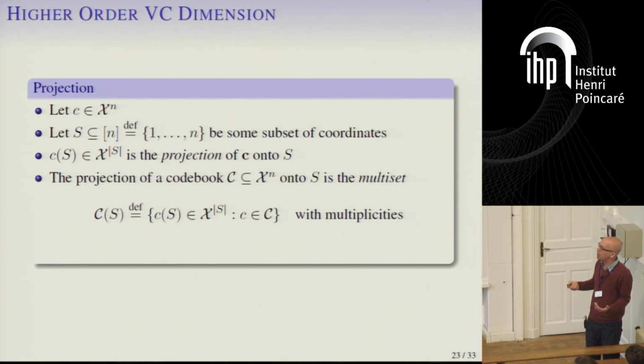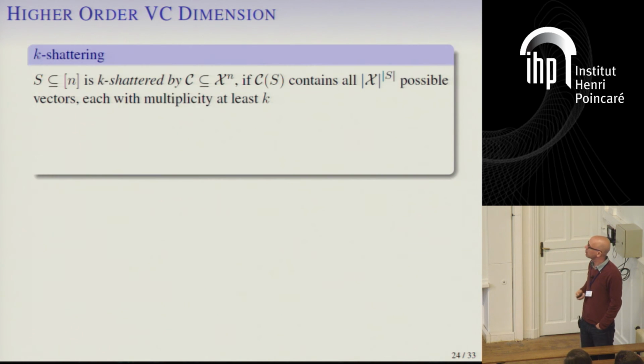Similarly, we can define a projection of a whole codebook, or a subset of X to the n, onto these coordinates. What we get by this is a multi-set of projections. What I mean by multi-set is that if we get the same projection from more than one element, then we count the multiplicities. So we get the multi-set of all possible projections onto S.